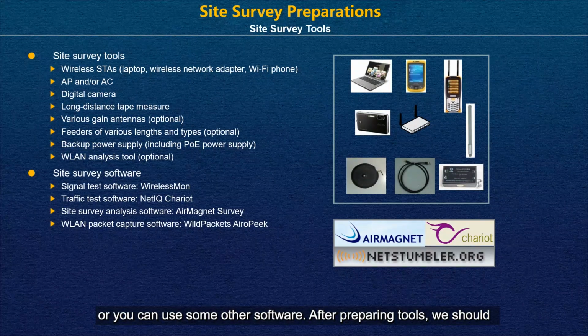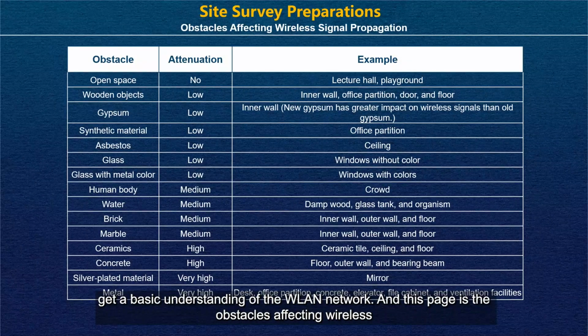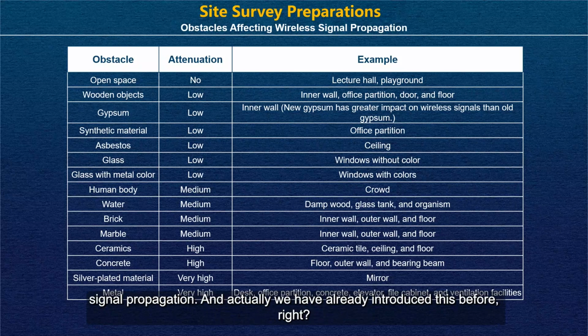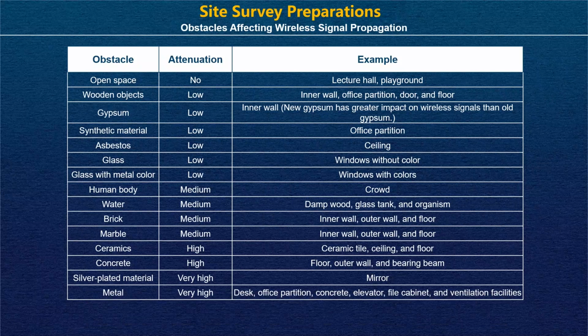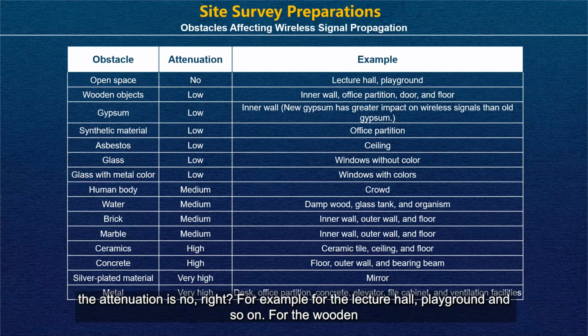After preparing tools, we should get a basic understanding of the WLAN network. This page is about obstacles affecting wireless signal propagation. And actually, we have already introduced this before, right? It's the effect of different obstacles on the wireless signal. For example, open space, its attenuation is low, for example, a lecture hall, playground, and so on.